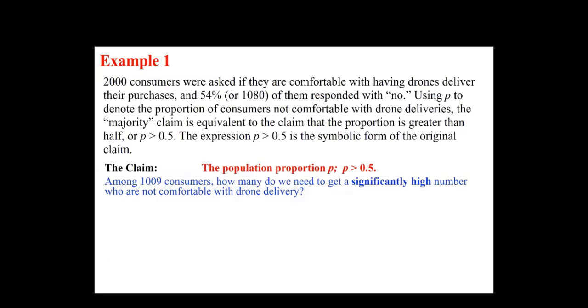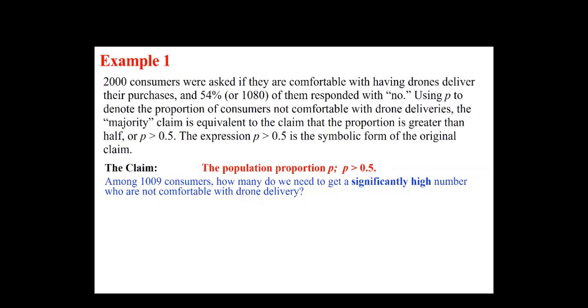2,000 consumers were asked if they are comfortable with having drones deliver their purchases, and 54% or 1,080 of them responded with no. Using P to denote the proportion of consumers not comfortable with drone deliveries, the majority claim is equivalent to the claim that the proportion is greater than half, or P is greater than 0.5. The expression P is greater than 0.5 is a symbolic form of the original claim. The claim: the population proportion P is greater than 0.5.